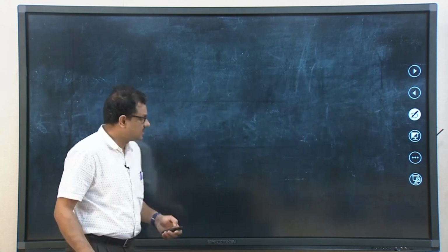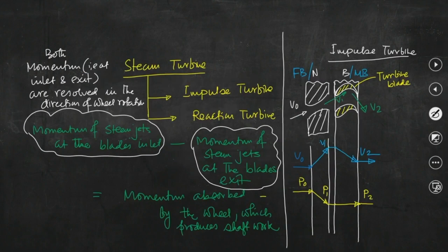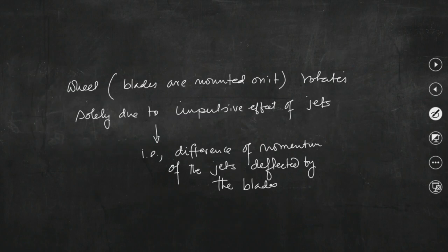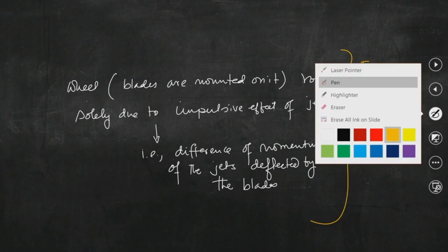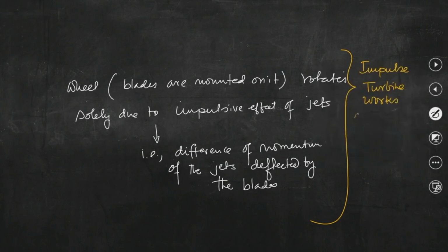So, next we talk about the reaction turbine. Let me first write what we have understood for the impulse turbine: it rotates, or works, solely due to the impulsive effect of the jet.